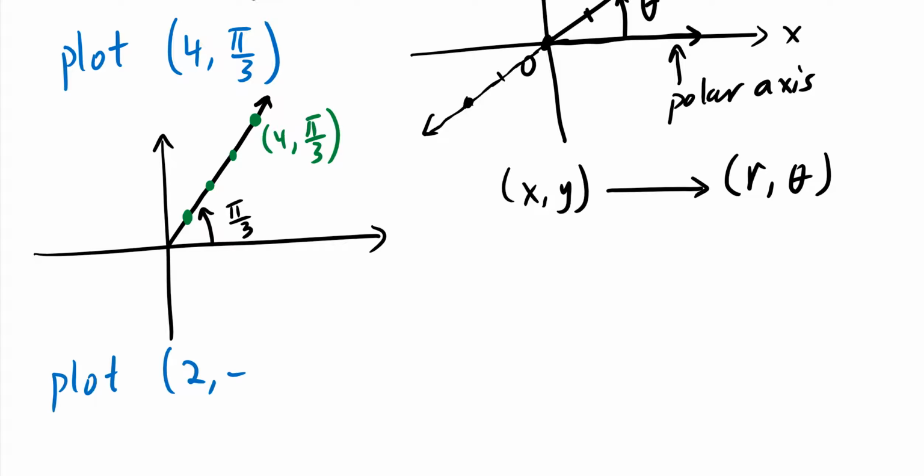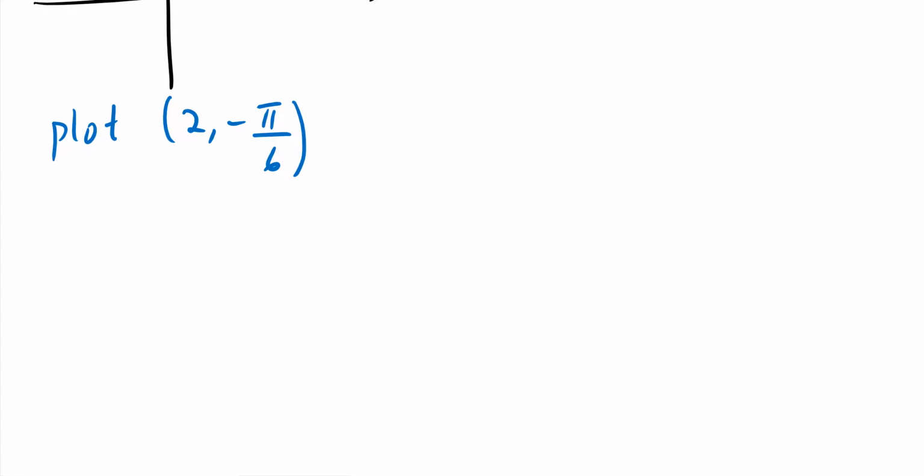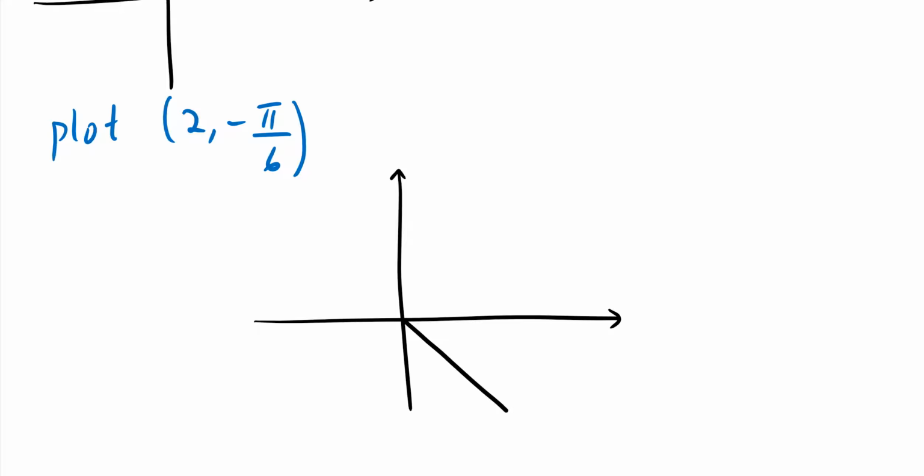Now let's look at another example. Plot 2 comma negative pi over 6. How do we plot something like this? Well, first we start with the angle. It's negative pi over 6, so it's down this way. Now this is the positive ray, whatever I draw as the first ray. The 2 is positive, so I'm going to go 2 units on that. So that would be the point 2 comma negative pi over 6.